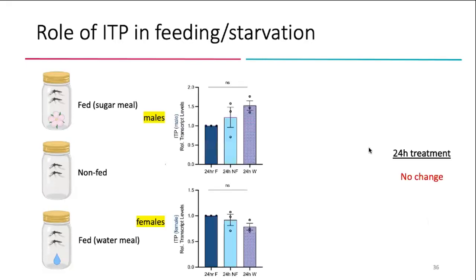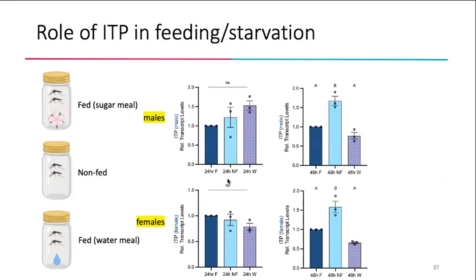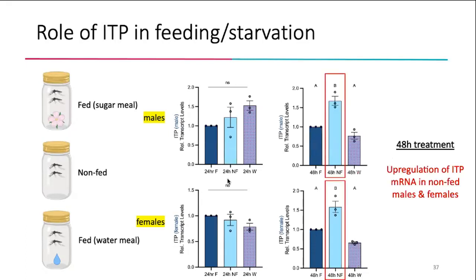If we look at the 24-hour treatment first, we can see no significant changes in ITP transcript levels for either treatment. However, in 48 hours, we see a significant enrichment of ITP transcript levels in the non-fed treatment in both male and female mosquitoes.